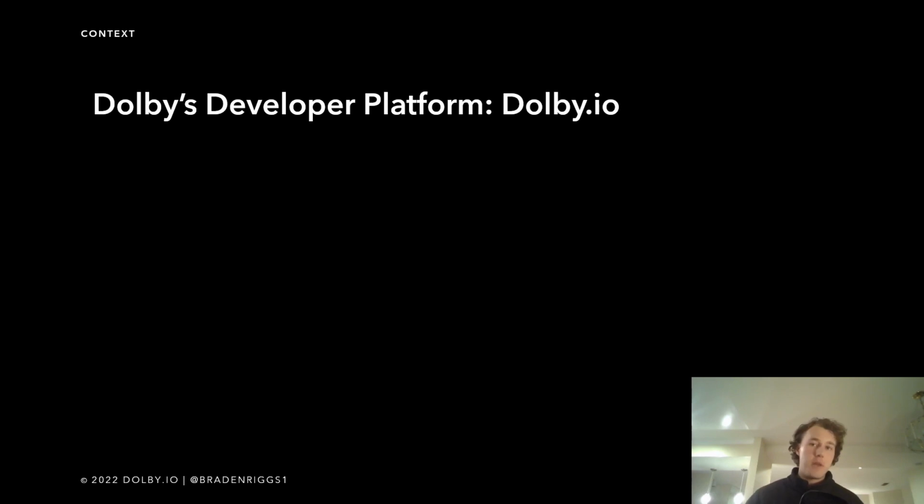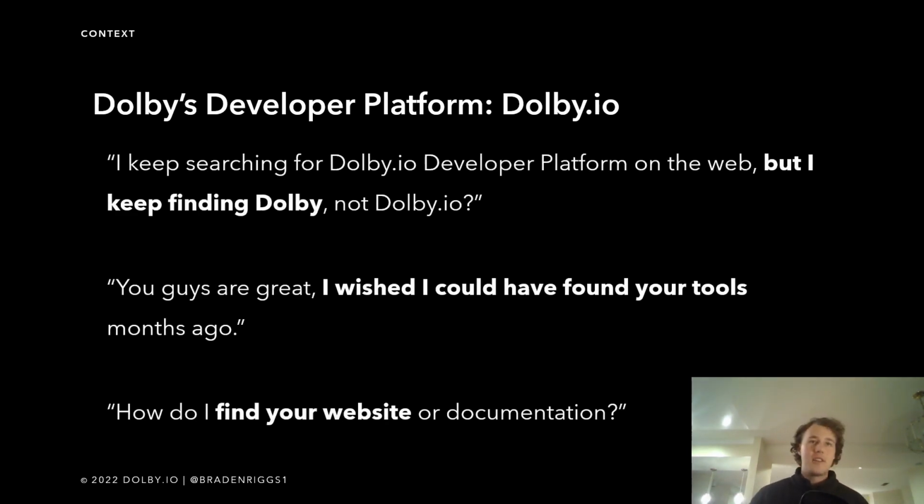And in talking to all these people, a few interesting themes began to arise. I started hearing things like, I kept searching for Dolby IO developer platform on the web, but I kept finding Dolby, not Dolby IO. Or, you guys are great, I wish I could have found your tools months ago. Or, how do I find your website or your documentation? Now, this theme that I've found: developers, many of whom are first turning to Google to look for solutions and APIs, are having trouble finding our content.